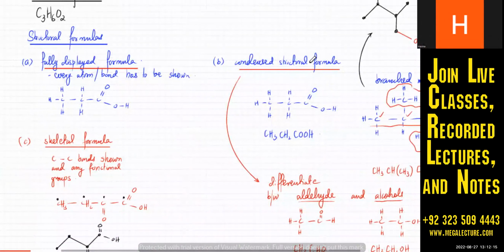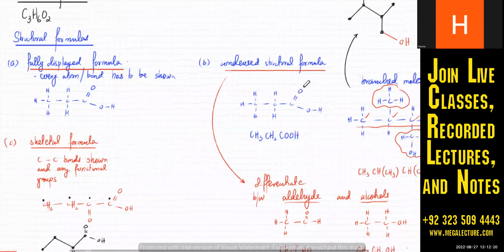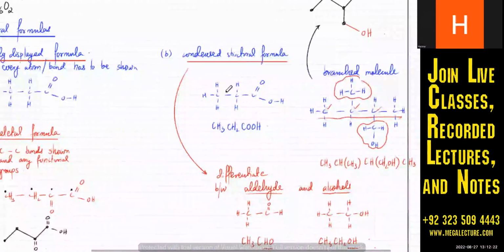You've got a condensed formula. What happens in a condensed formula is that you don't show all the atoms. You just condense it. This carbon has three hydrogens. So this is CH3. This carbon has 2 hydrogens. So that's CH2. This carbon is CO and OH, right? So that's the condensed version of this.